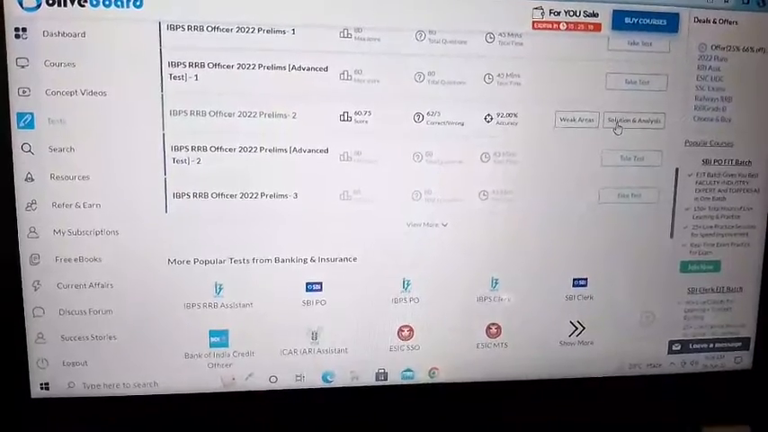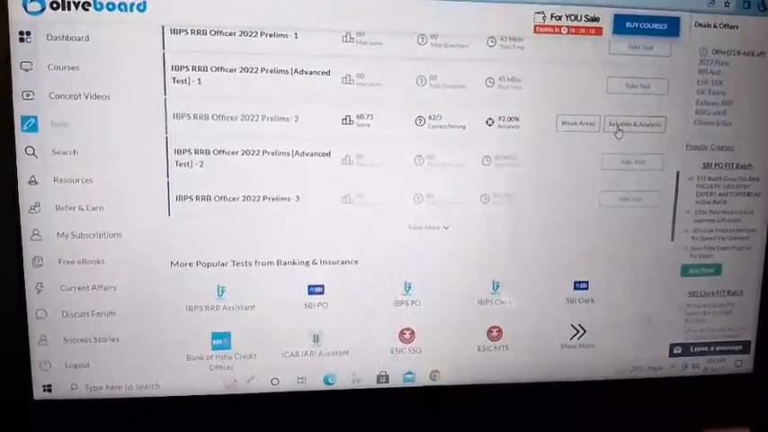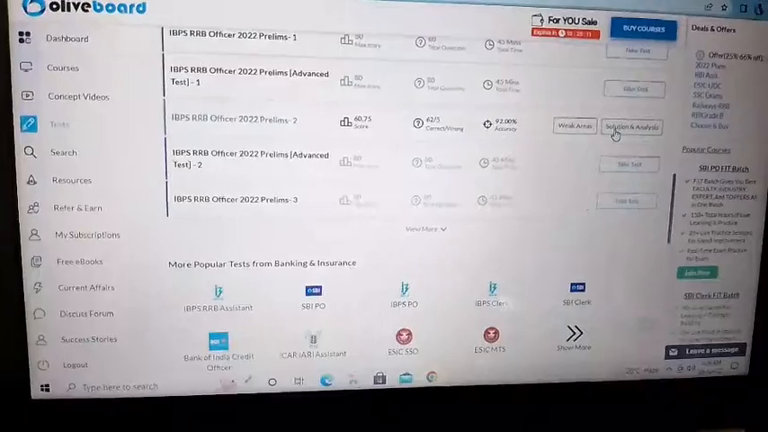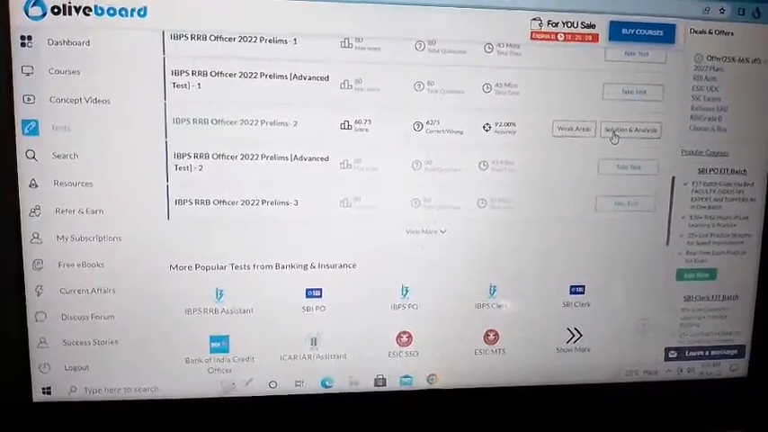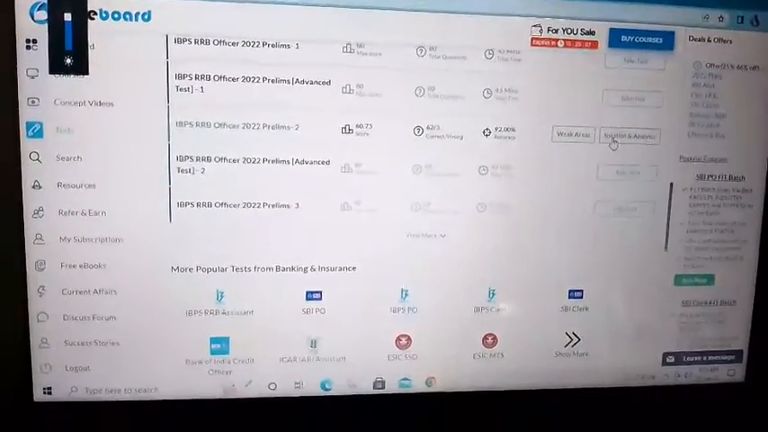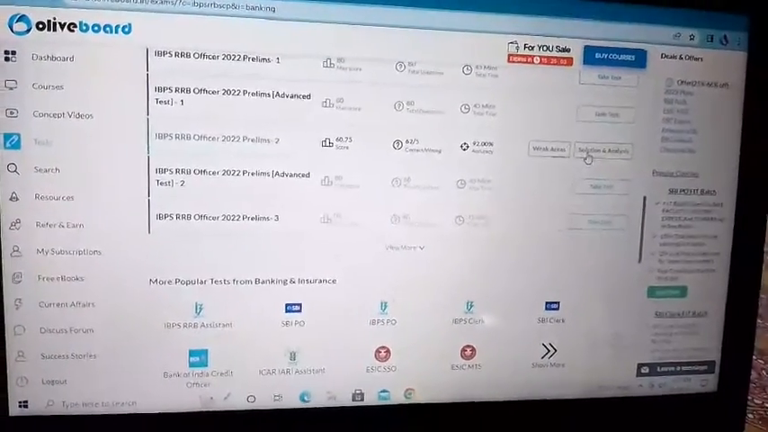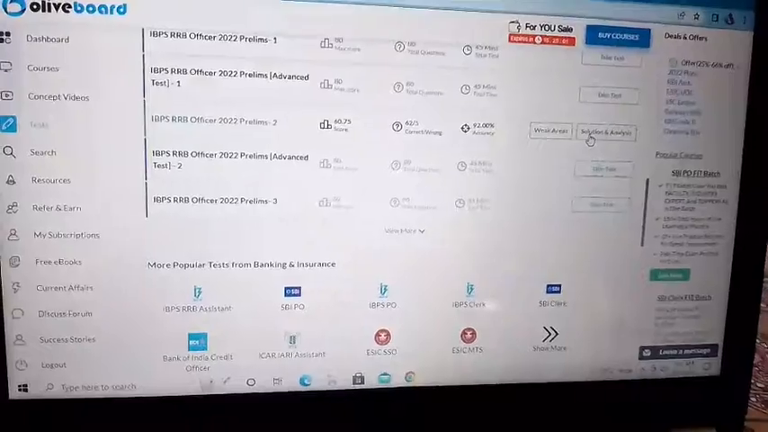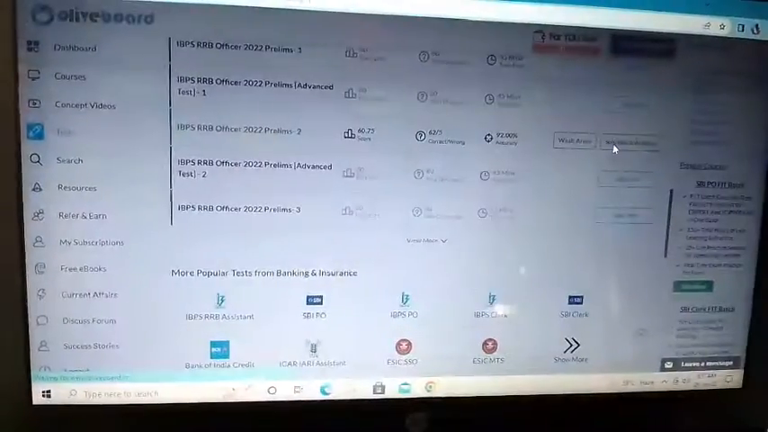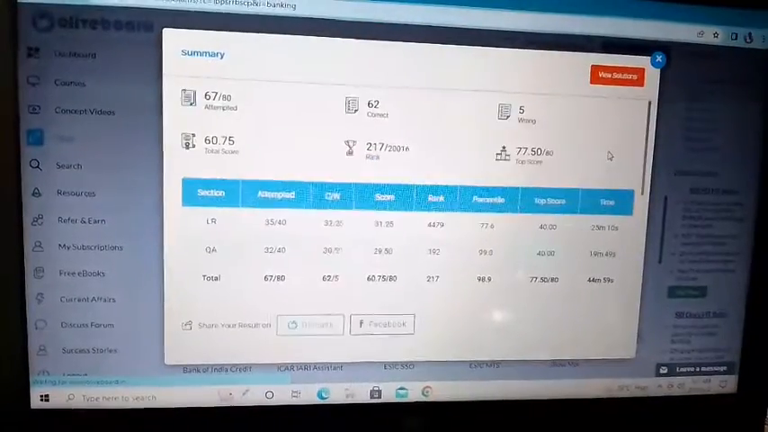So yesterday I gave the RRB Officer Scale 2022 Mock Test Prelims number 2 from Oliveboard. This is mock number 2, and really it's not so easy, it's moderate level. So I will show you how much score I have got here.